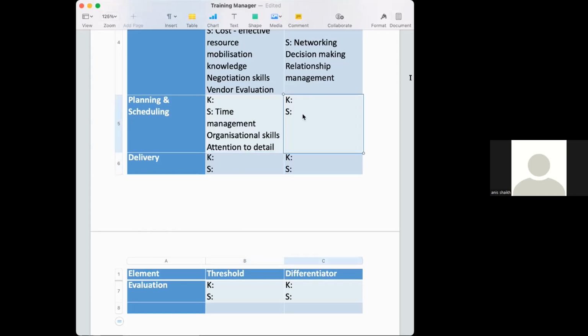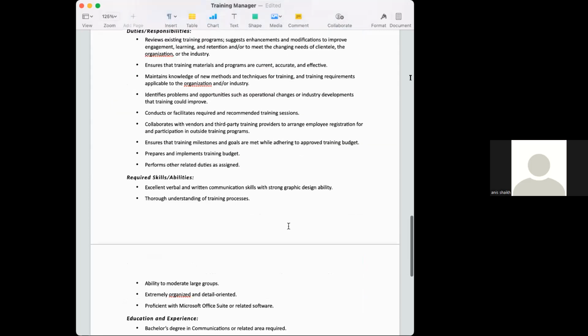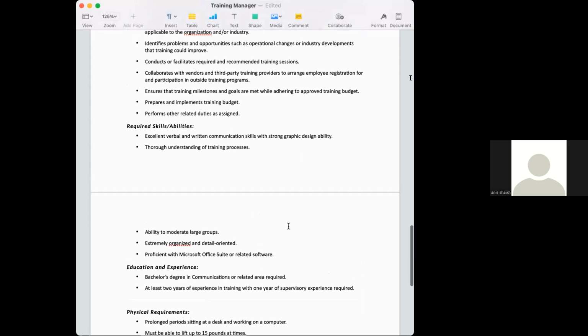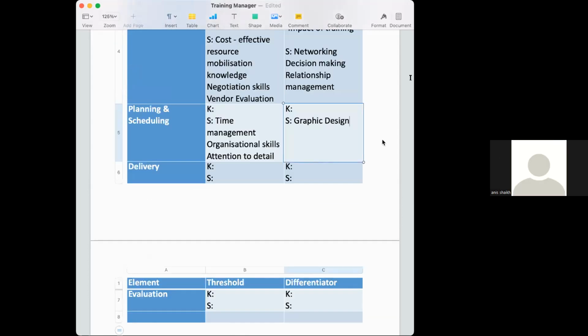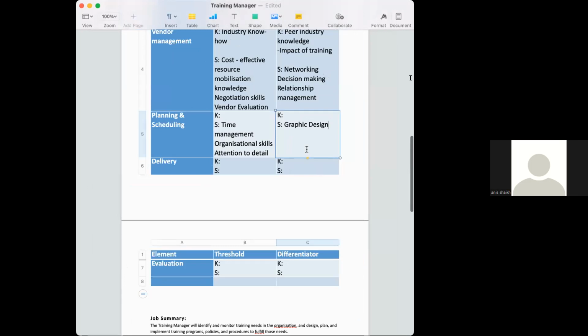Just I am referring the JD because she is writing there, na. So I open that JD with me. तो graphic designing में डाल दो उसका differentiator को. Yeah, graphic design. And then ability to moderate large group. Yeah, ability to moderate large group. Where it will sit?